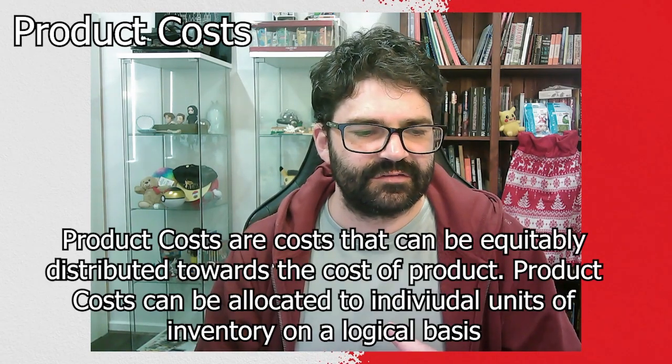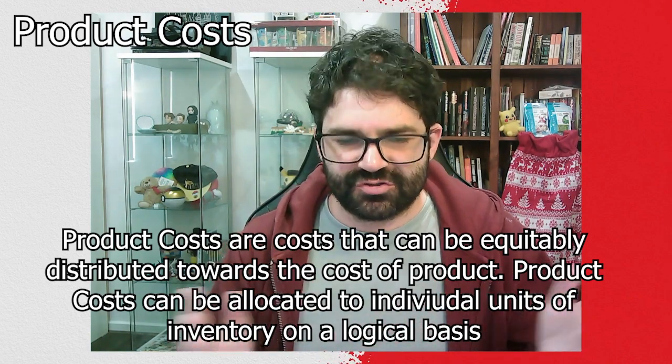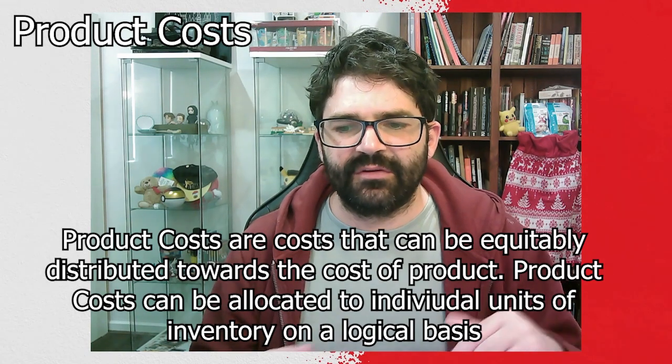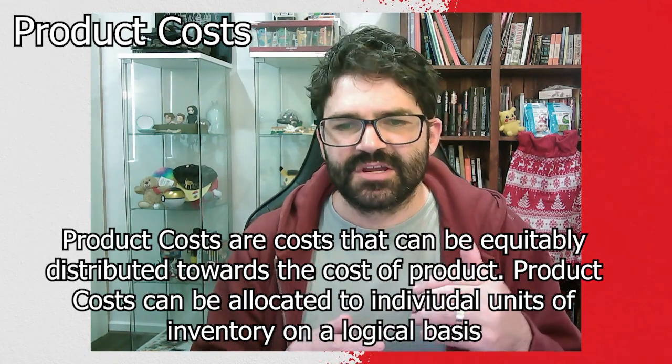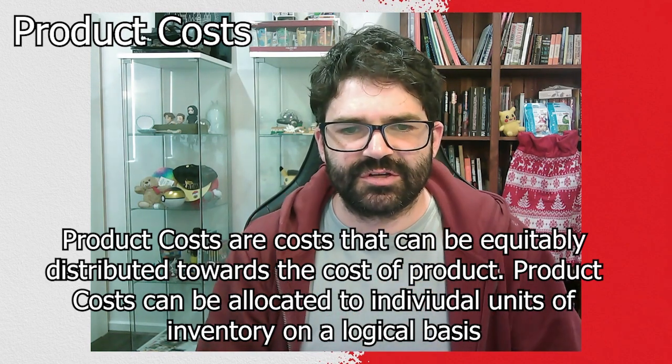So product costs, they are costs that can be equitably distributed towards the cost of a product. So product costs can be allocated to individual units of inventory on a logical basis. So a very quick example here, if I get 15 items and delivery costs $15, you can equitably distribute that, and it makes sense, and all that inventory is the same. So it's just equitable, logical distribution.